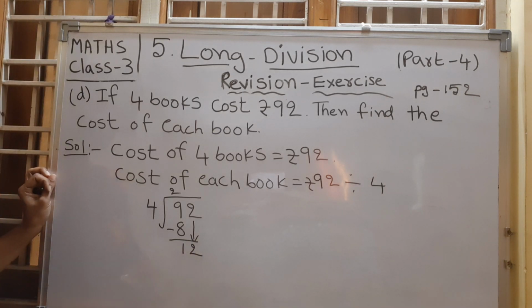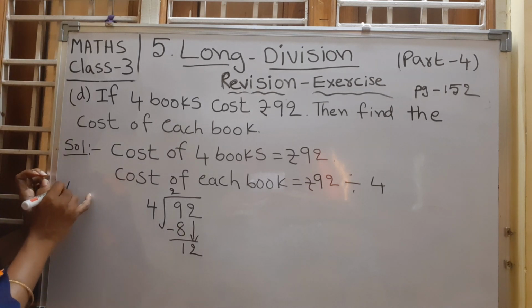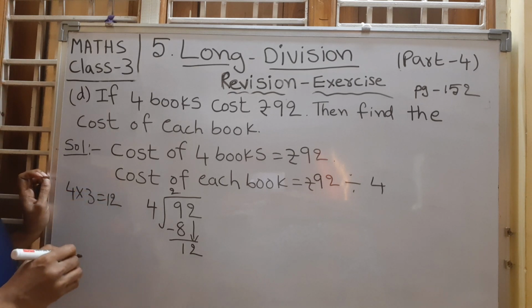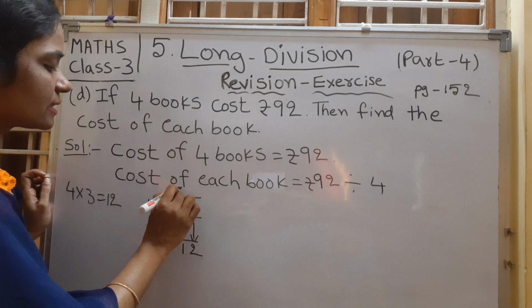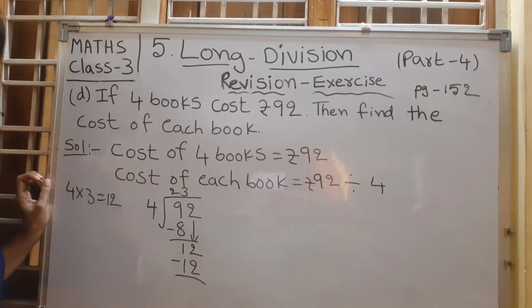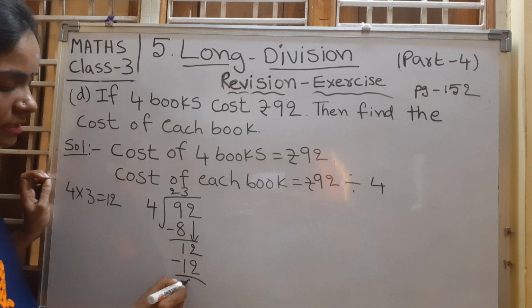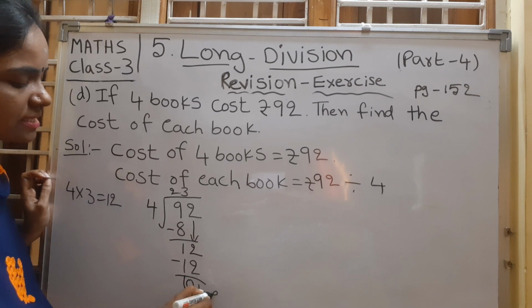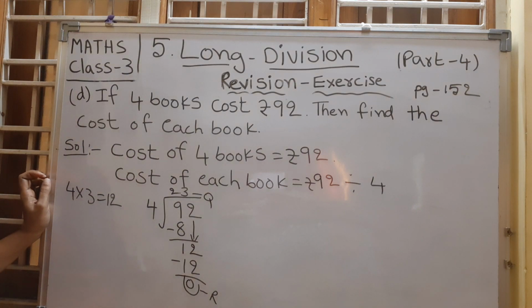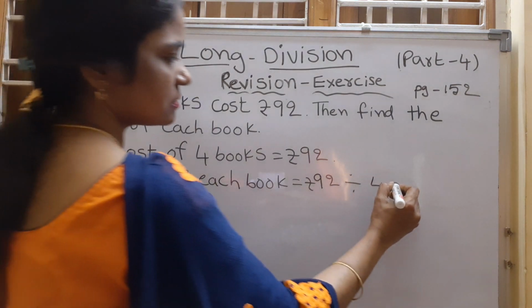It is 12 now. Do you get 12 in the 4 table, children? Yes. Tell me how many times? Very good. 4 3s are 12. So up, write down 3, down, write down 12. Now take subtraction. 12 minus 12, how much? 0. So 0 is the remainder. How much is the quotient? Yes, 23. So the quotient becomes the answer.